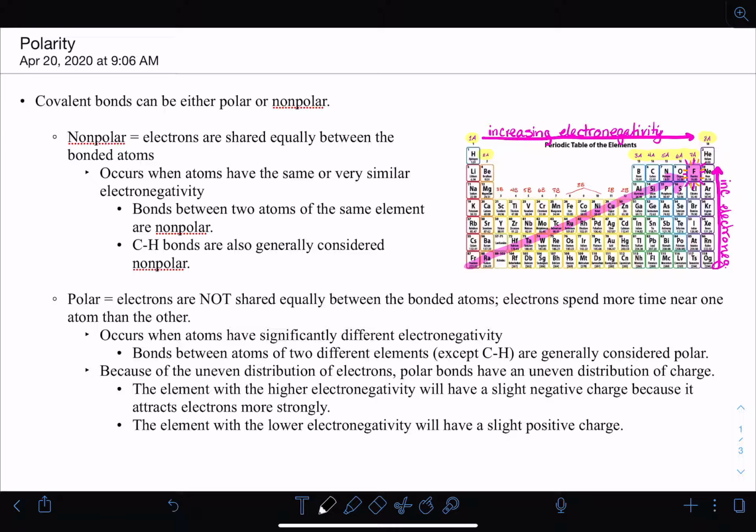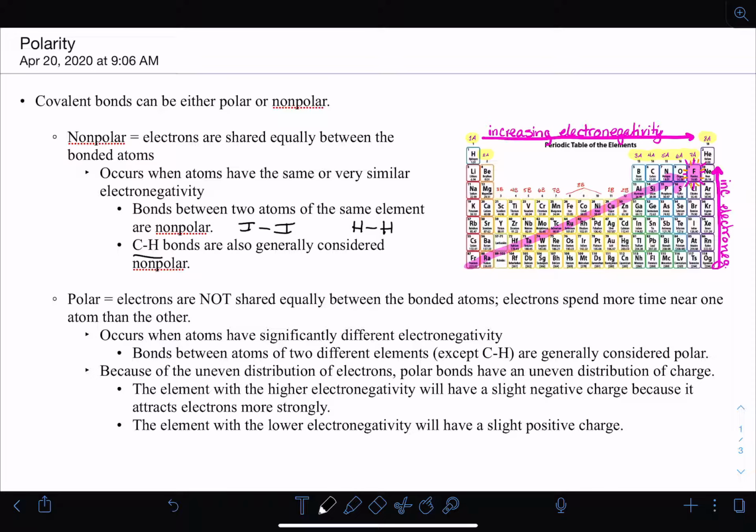So when our two atoms are pulling with pretty much the same strength, our electrons end up being equally shared between the two atoms. So this occurs when the bond is between two atoms of the same element. Something like an iodine to iodine bond, a hydrogen to hydrogen bond, any two atoms of the same element directly connected, or carbon-hydrogen bonds are also considered nonpolar because their electronegativities are quite similar.